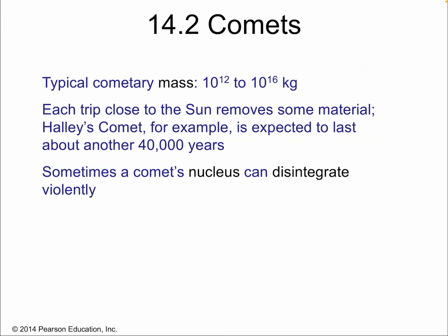So the typical comet mass is between 1 trillion and 1,000 trillion kilograms. Each trip close to the sun removes some material. So Halley's Comet, for example, is expected to last about another 40,000 years, and then it will basically not have enough gas left to really be a comet. It'll just have burned itself up, evaporated essentially. And sometimes a comet's nucleus can disintegrate violently. Sometimes there can be a sort of explosion, a chemical release of energy from the nucleus.